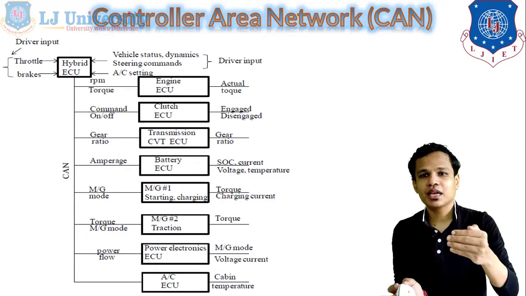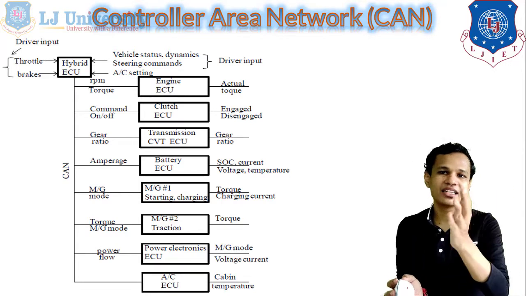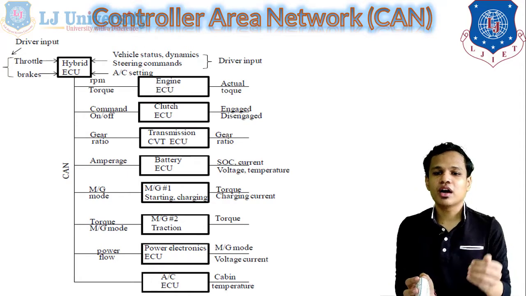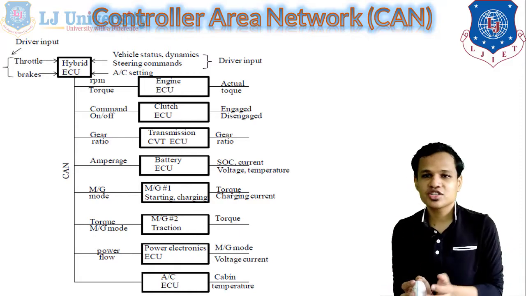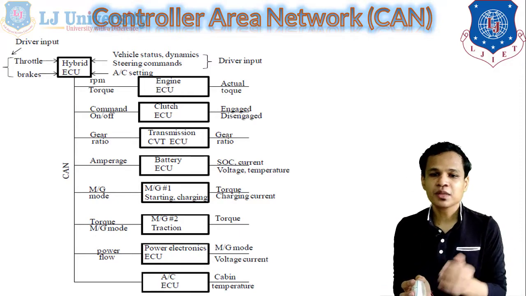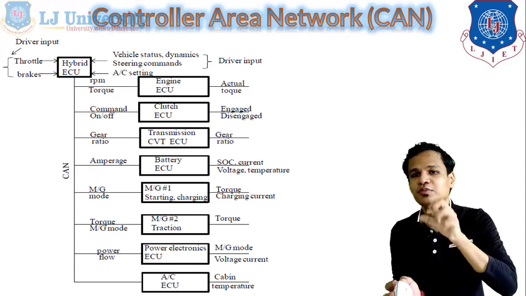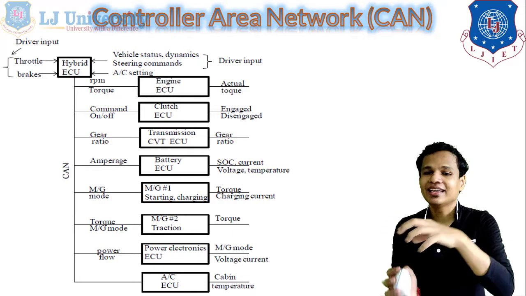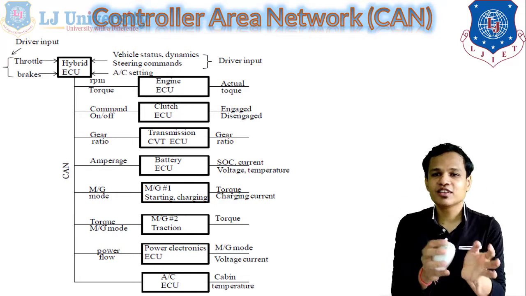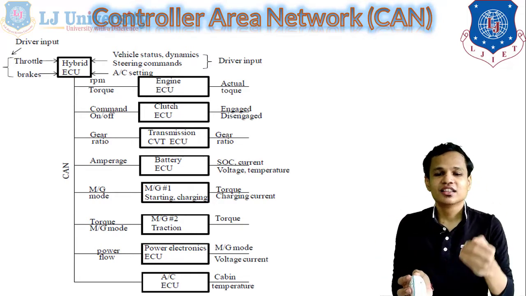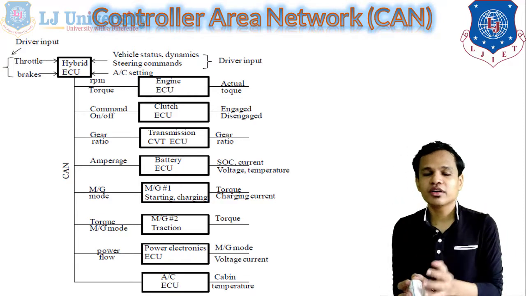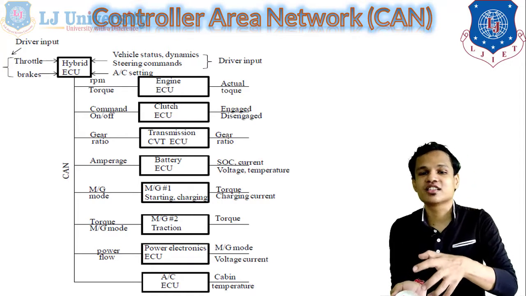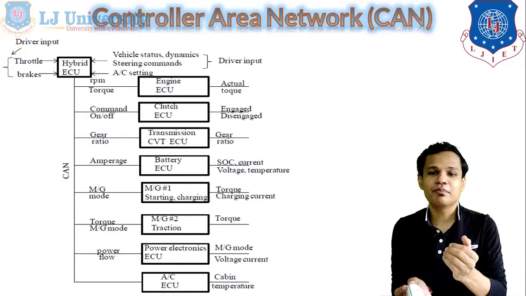From that, the RPM and torque, defined by the force applied on the throttle, will be given to the engine ECU. The on and off command will be given to the clutch, which will operate automatically. The gear ratio will be given to the transmission system, whichever we are using. The amperage will be given to the battery, which will supply the required current and voltage. Then the motor generator mode will be given to the motor, whether it needs to work as a motor or as a generator, decided by the hybrid ECU.